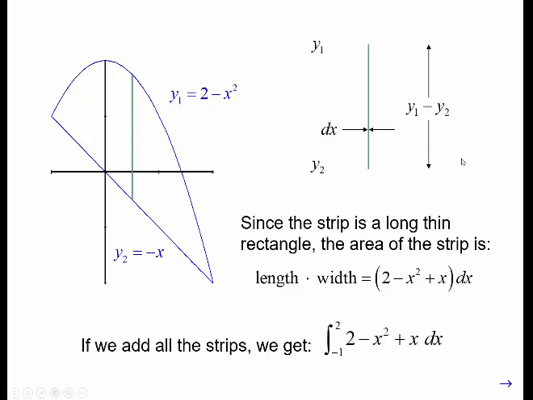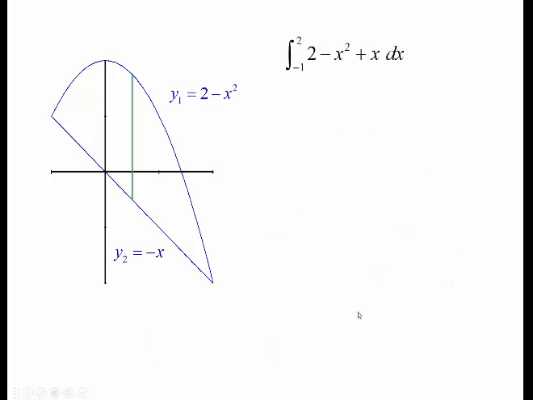So if we add up all these strips, we just integrate. It looked like from -1 to 2 along the x-axis. So you would just integrate this formula, integrate your area from -1 to 2. Integrating each of these is pretty straightforward. 2 integrates to 2x, x squared integrates to 1/3 x cubed, and x integrates to 1/2 x squared. Then you evaluate that using the fundamental theorem of calculus from -1 to 2.